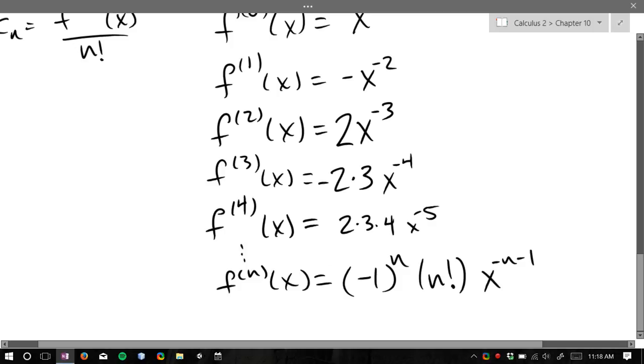Right here. So this is the nth derivative. We got a nice form for the nth derivative. Generally, you're going to get a nice form. It may not feel that nice, but you'll get some form that's not too bad for the nth derivative.